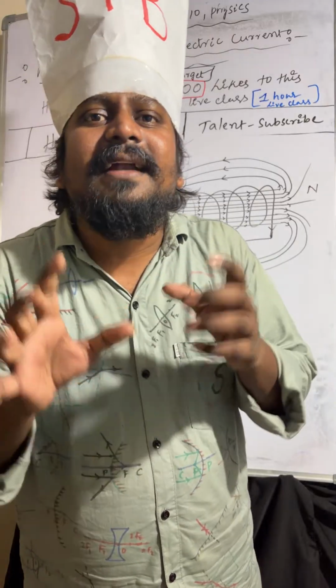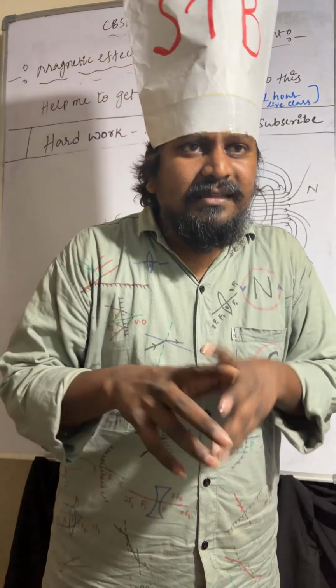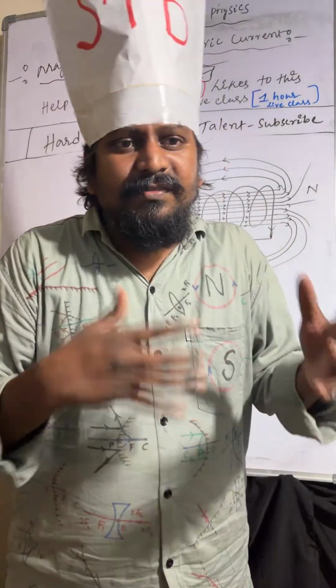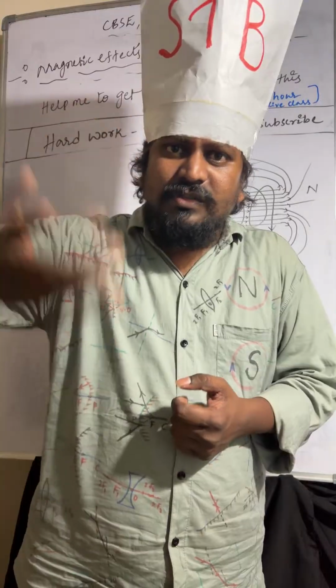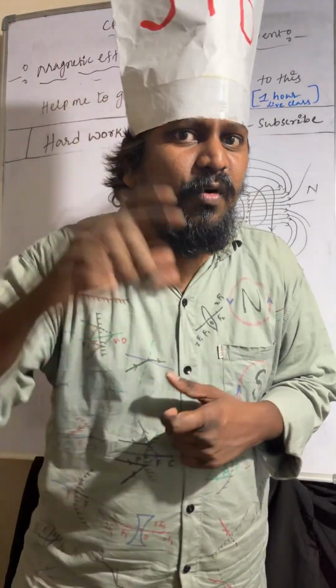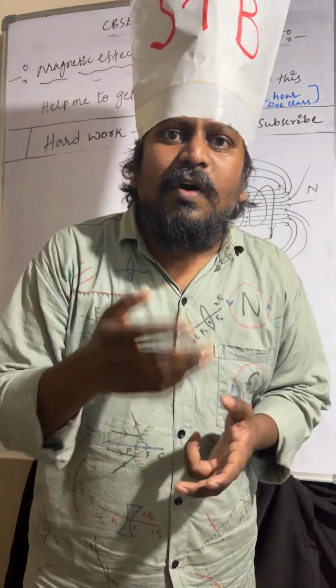So a solenoid acts as a bar magnet. A magnetic field will be there around the solenoid, directed from north to south outside and south to north inside. That was point number one. Coming to point number two.